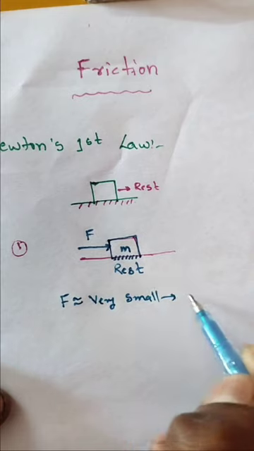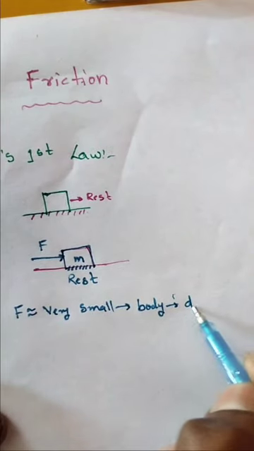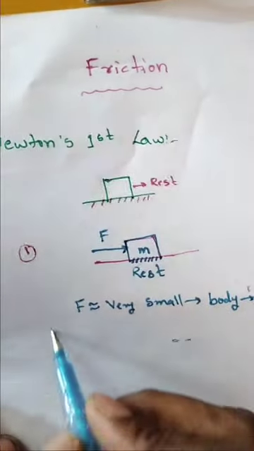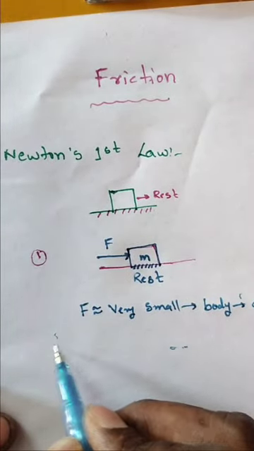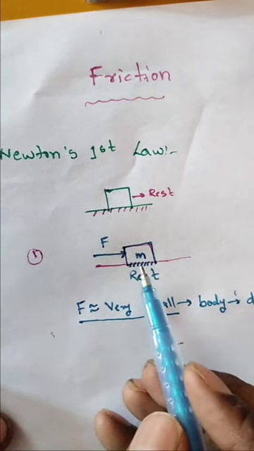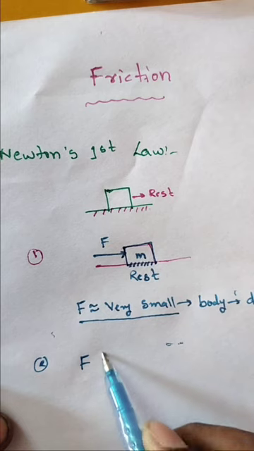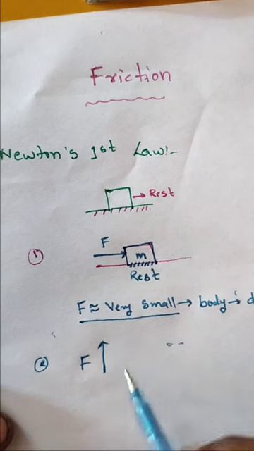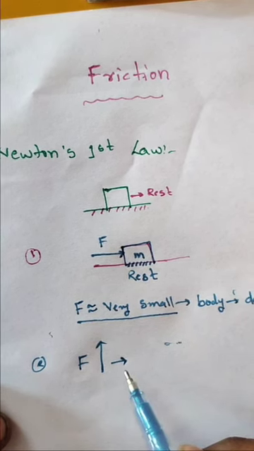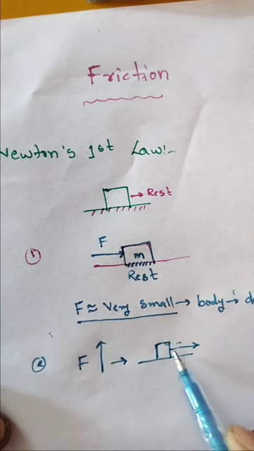So what happens, is the body moving or not? The body does not move. So what is the reason? I give a very small external force, and the object is not moving. Now when this external force increases, what happens? At a particular maximum force, the object will be moving.